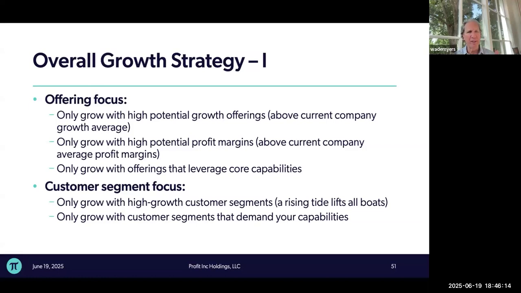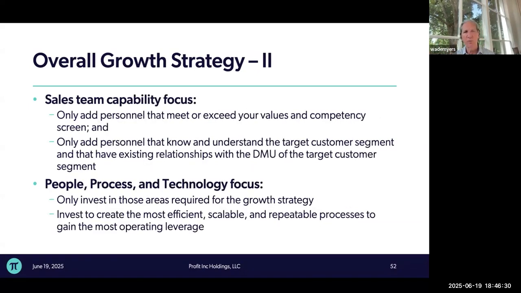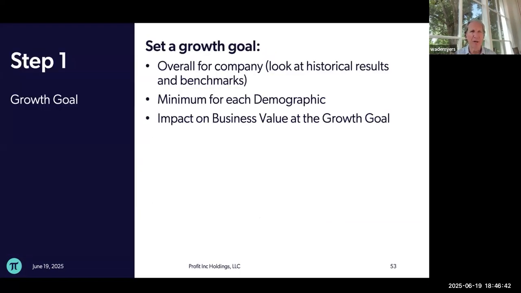And here's some more details on that, and again, you'll get the presentation. I won't go into too much detail here, but what kind of offerings to focus on, what kind of customers to focus on. You want to focus on the most profitable offerings or products, and the most profitable customer segments. Work with your sales team to understand everything from values, competencies, and commission structure, and in general, focus on building and growing efficient, scalable, and repeatable processes in your manufacturing environment.